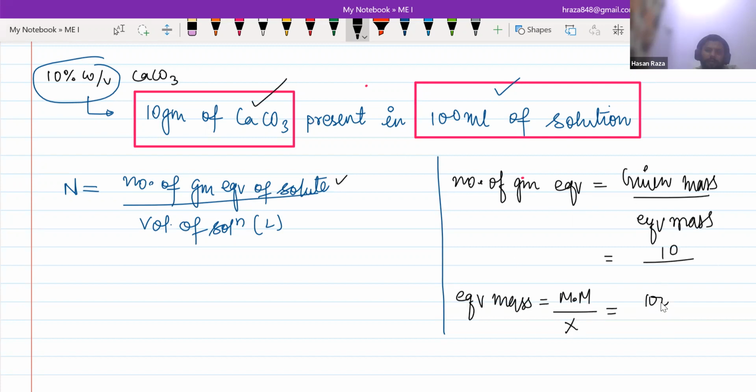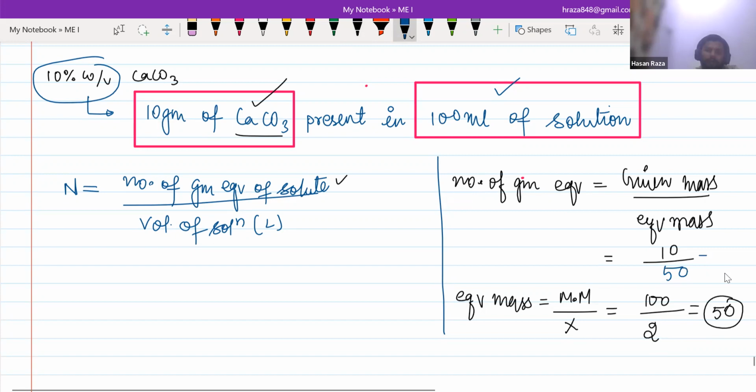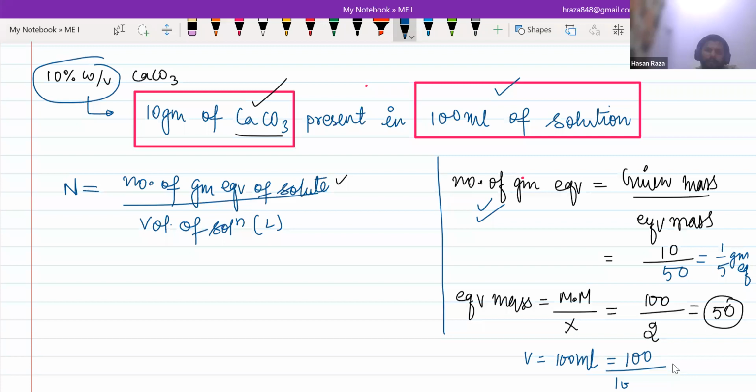So, molar mass of CaCO3 is 100 gram, and since it is a salt and we have plus 2 or minus 2, we can take either of them. So, 2 is the valence factor. We will get the equivalent mass as 50. Now we put the value of equivalent mass, then we will get 1 by 5 gram equivalent. This is the number of gram equivalents. And also volume is 100 ml, which can be easily converted into liter by dividing by 1000, and we will get 1 by 10 liter.